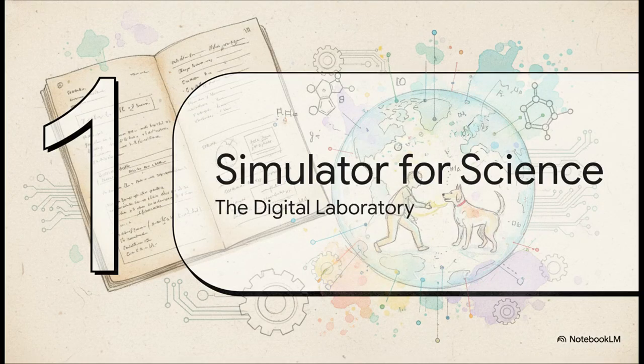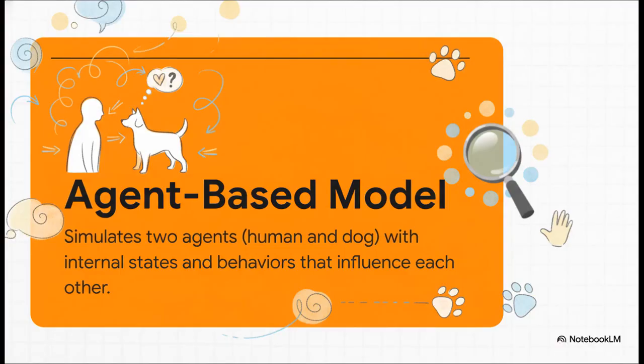Okay, so let's dive into this, because this is where it gets really cool. Researchers are starting to use a brand new kind of tool to solve this exact problem. It's a reproducibility simulator, which basically turns a boring, static paper into an interactive digital laboratory. The tech that makes this all possible is called an agent-based model. Now, that might sound complicated, but stick with me.